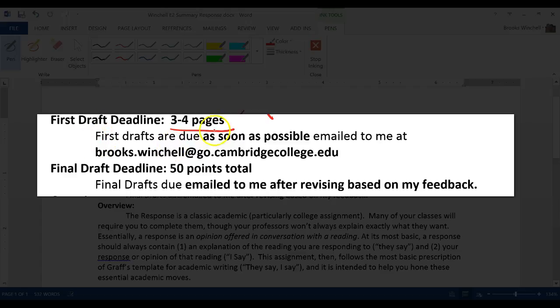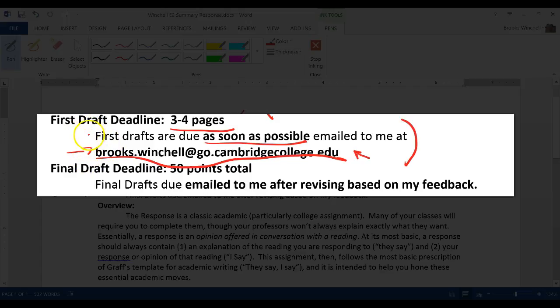So the first draft is going to be due as soon as possible, right? You can start working on this essay after this lesson. Well, after this lesson, I'd suggest you watch the next lesson on the grammar feature, but you can start working on this essay soon. And once you finish the essay, just email it to me, just like you've been doing with all the other assignments, at brooks.winchell@go.cambridgecollege.edu. You'll send me a first draft, and I'll give you some feedback on that first draft, and I'll email it back to you. I'm going to try to do that within 24 hours if I can.